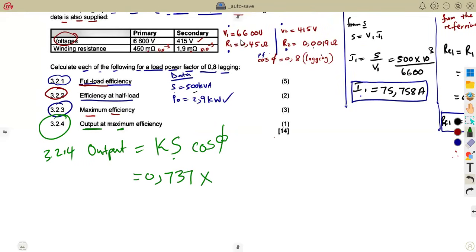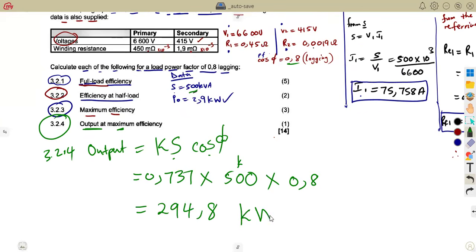So times the S, our S 500 there. This is 500, it is in kilo. So our answer is going to be kilo also. Cos phi, which is our power factor of 0.8, that was going to give us 294.8. So this is what? Kilowatts. The K is taken from the kilovolt amperes. We used it in kilo. So our final answer also, let it carry the kilo. This is output. You're talking about output power. Remember, we used cos phi power factor. Once the power factor is there, it means we are working our power in watts, which in this case is going to be kilowatts.